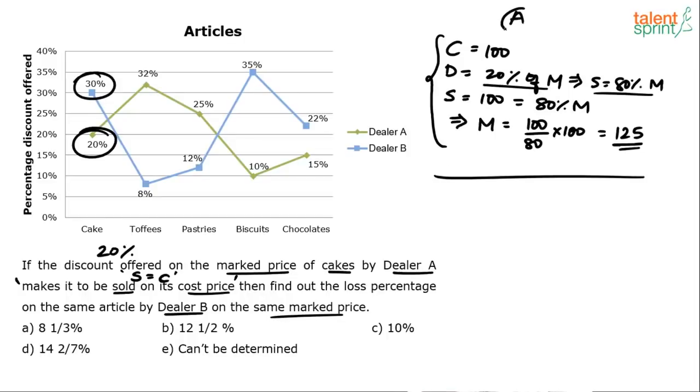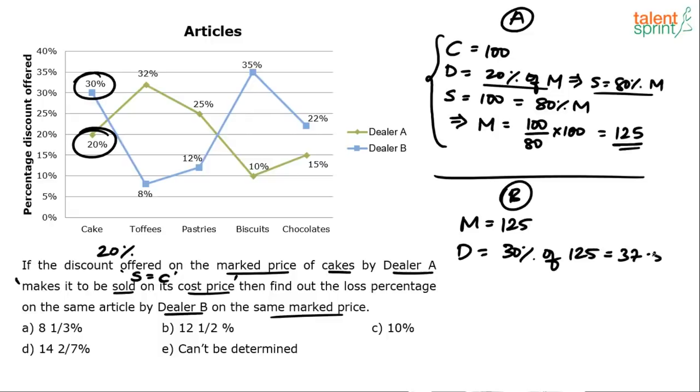This is all dealer A's calculation. Now dealer B, same marked price. Marked price is 125. Discount is how much? 30%. 30% of what? 125. 30% of 125 is 37.5. So what will be the selling price? Selling price is marked price minus discount. 125 minus 37.5 is 87.5, which means he is making a loss.